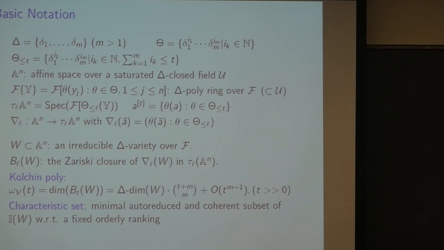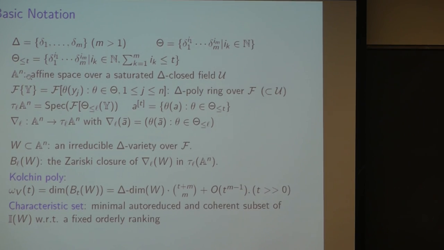This is the basic notation for the partial case. We suppose delta is the set of m derivation operators. Here, m is always supposed to be greater than 1, so it doesn't contain the ordinary case. Theta is the set of all the derivative operators, and we use theta sub less than or equal to t to mean the set of all the derivative operators of order bounded by t. And the order of the derivative operator in just this level.